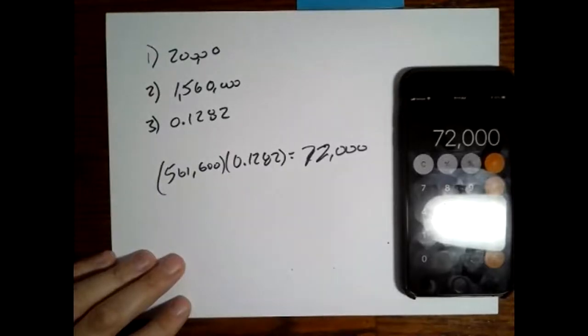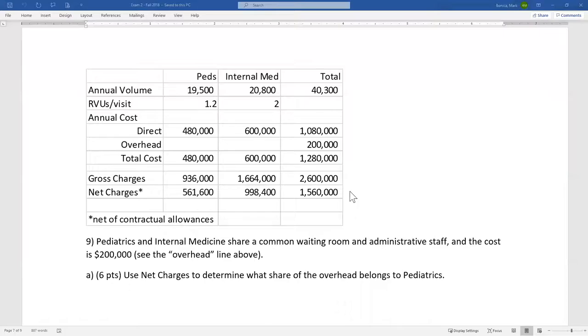So question two says, use the RVU method to determine what share of overhead belongs to pediatrics. So with the RVU method, we're going to use RVUs as our cost driver. Our cost pool is still the 200,000. In order to use RVUs as our cost driver, we need to know the total number of RVUs generated between the two clinics, or between the two services that are sharing the clinic.